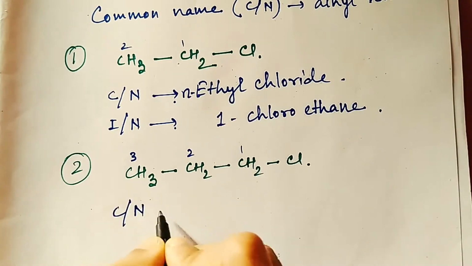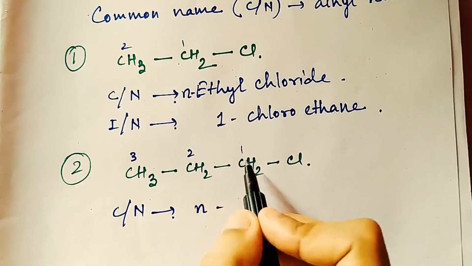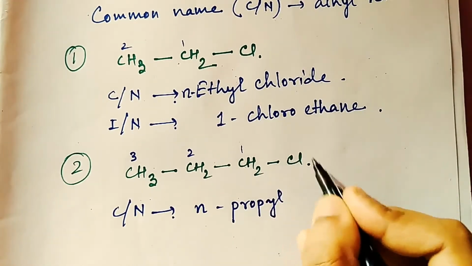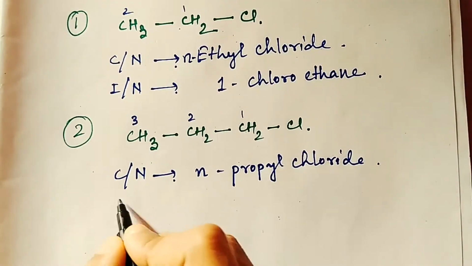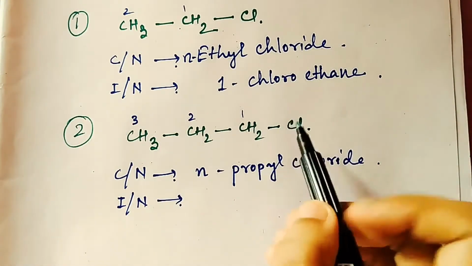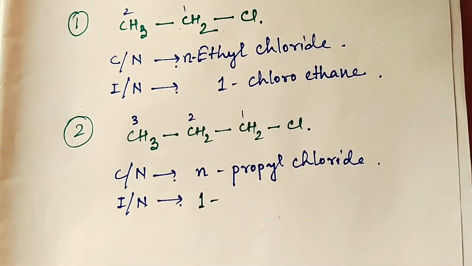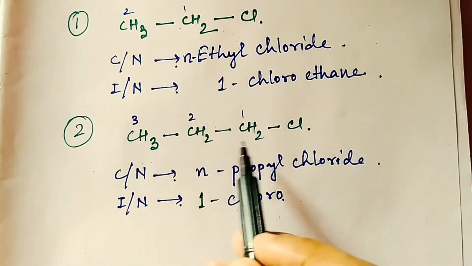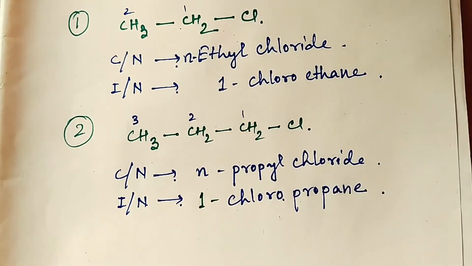Now let's find the common name first. This is a normal chain, so n. How many carbon atoms? 3. So propyl, and the halogen is chloride, so n-propyl chloride. Now again the IUPAC name. The chlorine halogen group is added to the first carbon atom, so 1-chloro. How many carbon atoms are here? 3, so 1-chloropropane. I hope up to this much is clear.